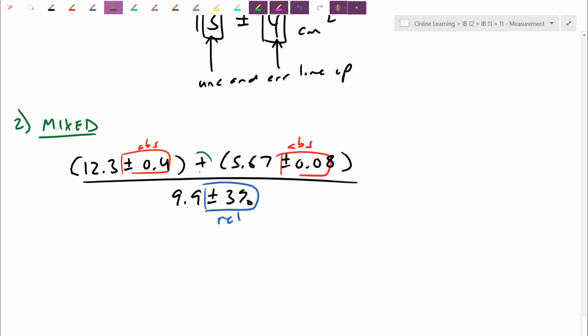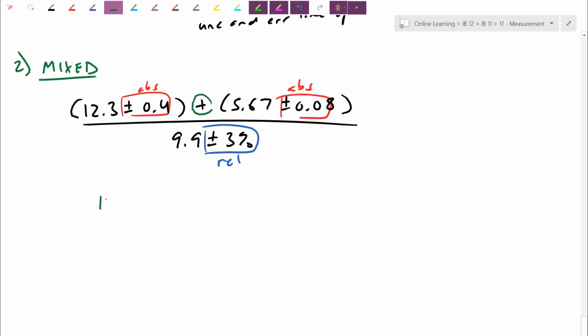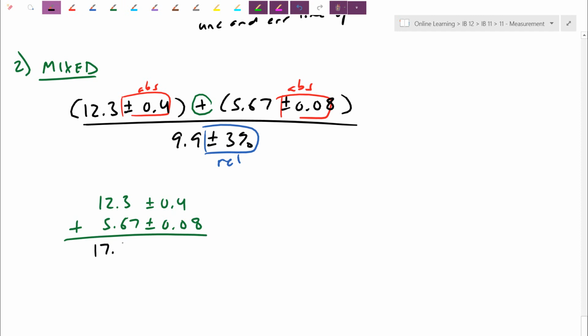So doing my BEDMAS here, I'm going to do the plus first. Let's just try that top part, 12.3 plus or minus the absolute error 0.4. The operation is a plus. 5.67 plus or minus 0.08. Sorry, I'll space these out a little bit here. Remember, when we're doing add, we want to line up the decimal place. On the left-hand side here, should be able to do this math, 17.97 plus or minus 0.48. When I operate through a plus, the absolute errors add. So it was nice to already have the absolute errors.